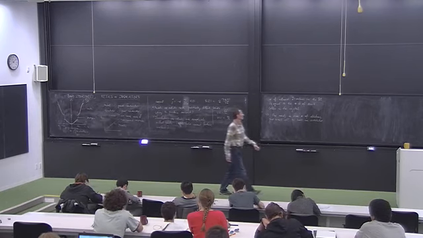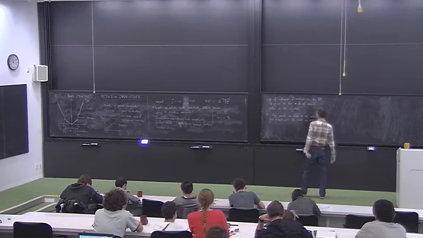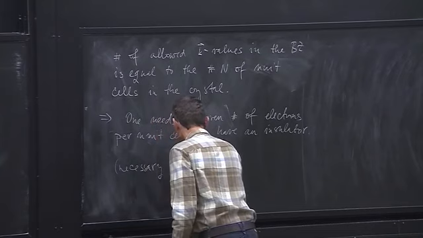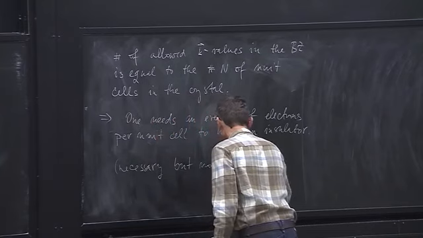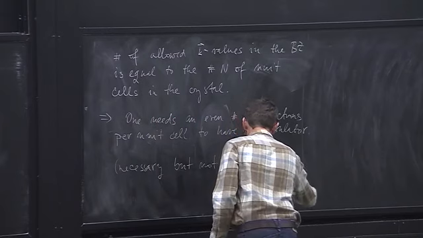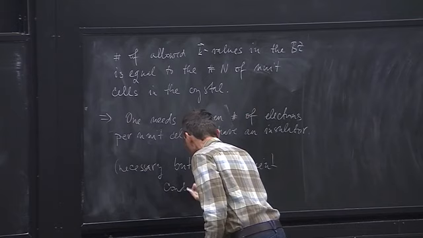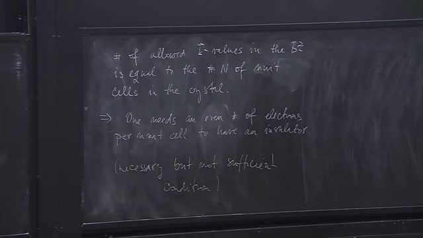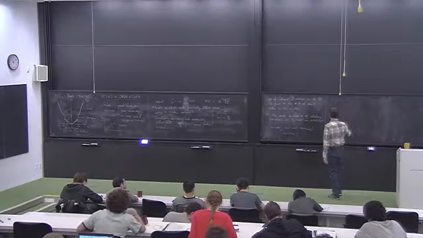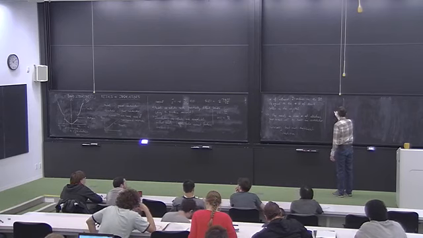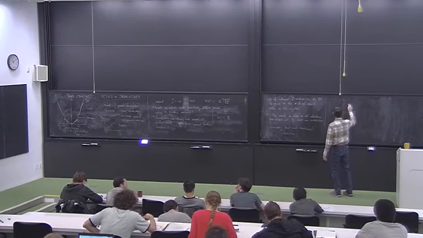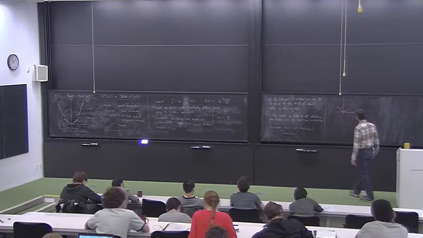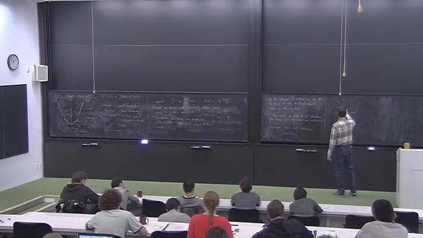However, this is only a necessary but not sufficient condition to have an insulator. Why is it a necessary but not sufficient condition? It's because you can have a band overlap. So for instance, imagine you have a situation, something like this. Imagine you have one band that looks like this, and then you could have another band coming down like so.